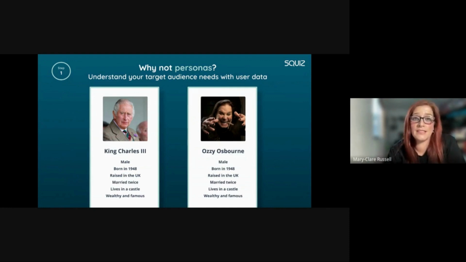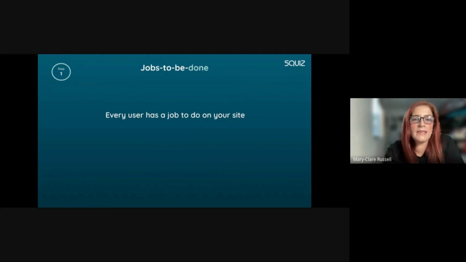One reason that personalization projects can fail is the over-reliance on personas and segmentation. Now, this may be a theoretical exercise, but unless you actually knew Ozzy and King Charles, how would you be able to tell the difference? We believe that the jobs to be done framework is a much more effective way to start your segmentation exercise.